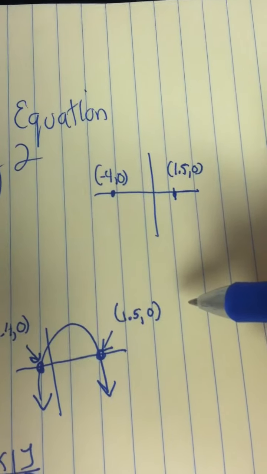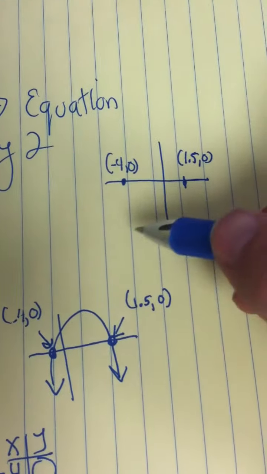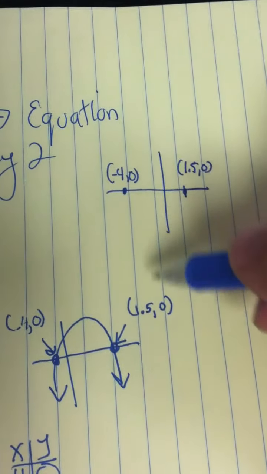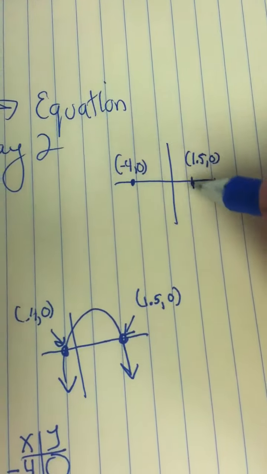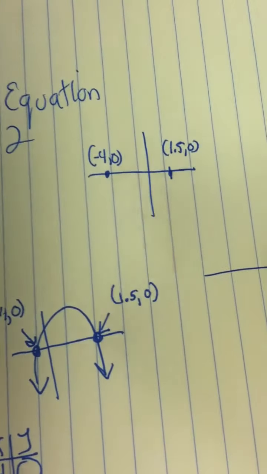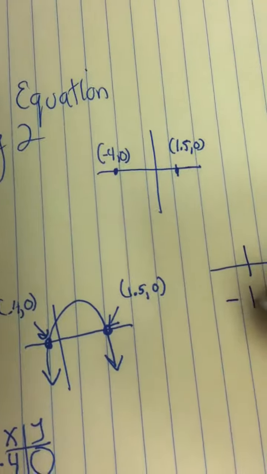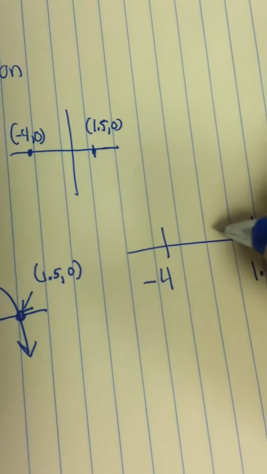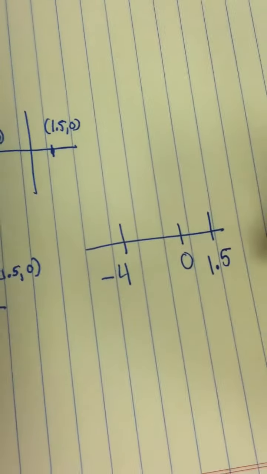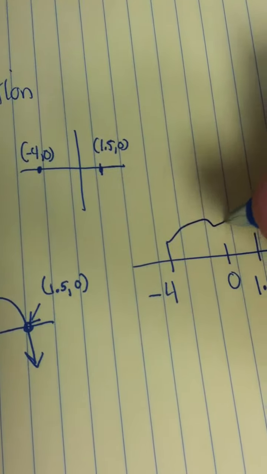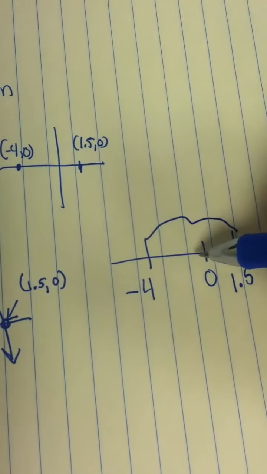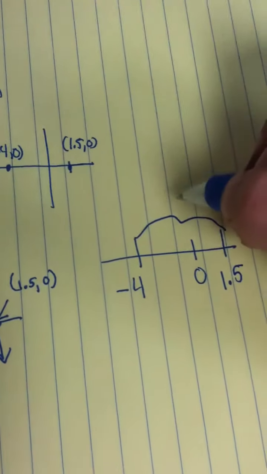Well, one thing we figured out yesterday was that parabolas reflect each other. So we know that the vertex is going to be somewhere along here in the middle of these. So if we think of a number line, we have the number negative 4, and we have the number 1.5, and we want to find the middle of it. Well, how far is it from here to here? Well, it's 4 from here to here and 1.5 from here to here, so the full distance is 5.5.